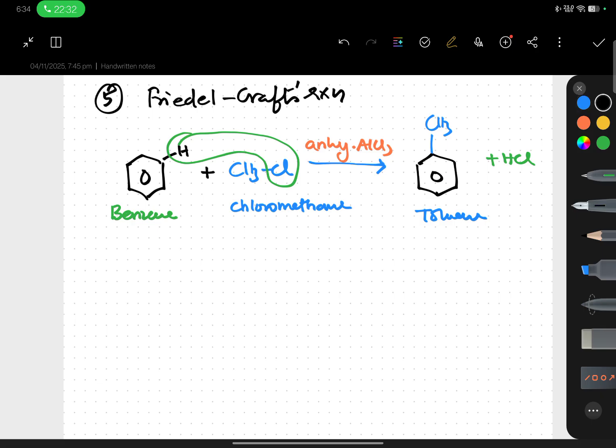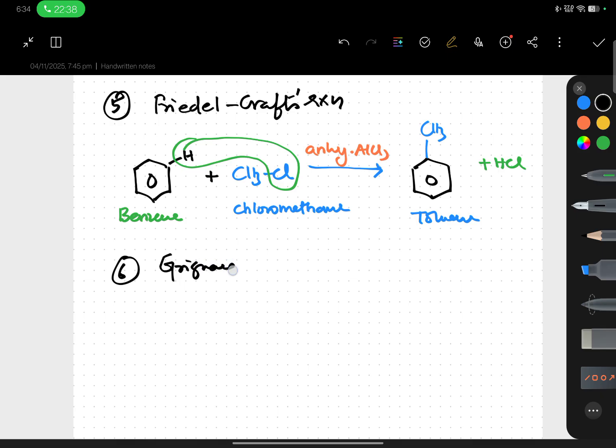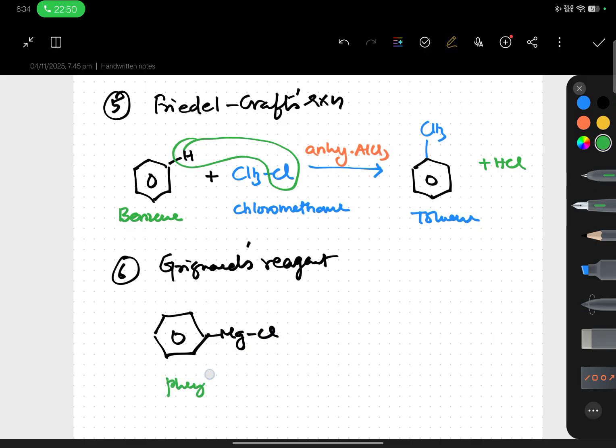There is one more question in the evaluate yourself. They are asking, how do you prepare benzene from Grignard's reagent? So I'll write that reaction also. So when you say Grignard reagent, this is benzene, magnesium and chloride. We call this phenyl magnesium chloride. Phenyl magnesium chloride is an example of Grignard's reagent.